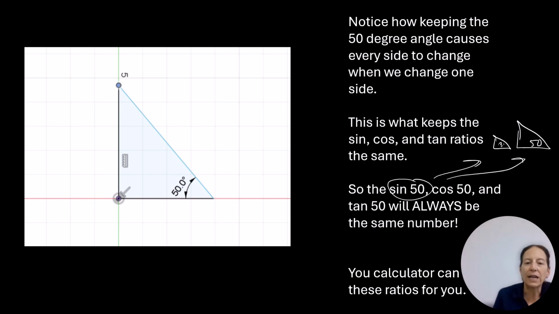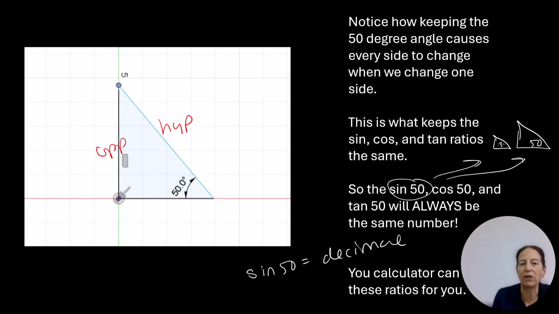And your calculator can calculate those for you. If you have a calculator, you could put in sine of 50 and it'll spit out some kind of decimal, no matter what, because the sine of 50 will always be the same. The ratio of the opposite over the hypotenuse is the same whether that triangle was bigger or smaller.